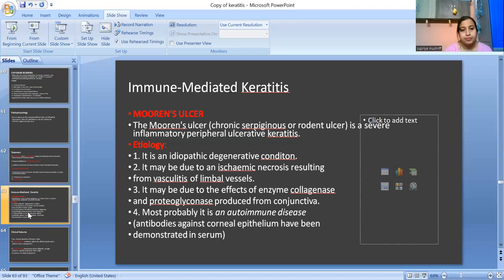Immune-mediated keratitis. This includes Mooren's ulcer. The Mooren's ulcer is a chronic serpiginous or rodent ulcer. It is a severe inflammatory peripheral ulcerative keratitis. Etiology is idiopathic in nature. It may be due to ischemic necrosis resulting from vasculitis of limbal vessels. It may be due to the effect of enzymes, collagenase, and proteolysis produced from the conjunctiva. Most probably, it is an autoimmune disease.